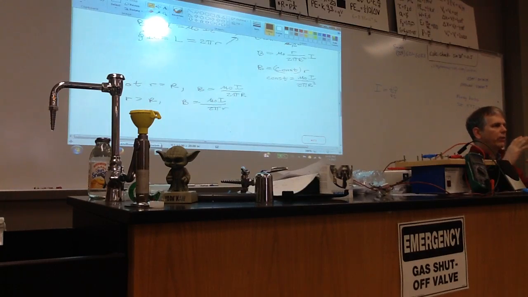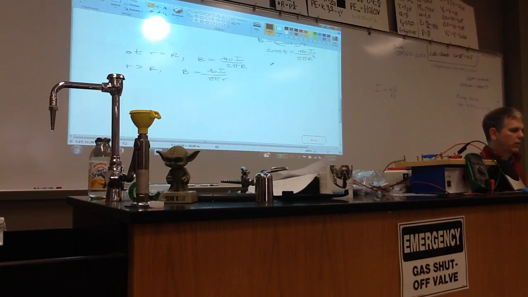And as you get farther and farther and farther away from the wire, the magnetic field decreases as a 1 over r relationship. And I can graph this. So in this case, we have B and we have r, and it's going to be this until we get to R, and then it's going to go like this at a 1 over r relationship.